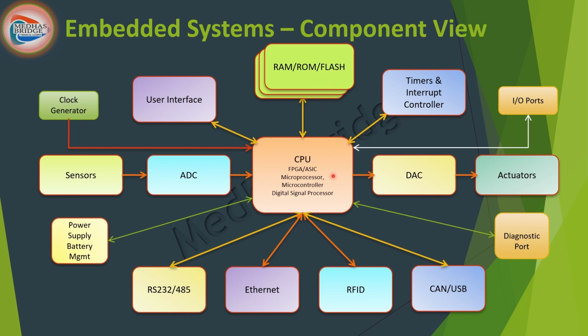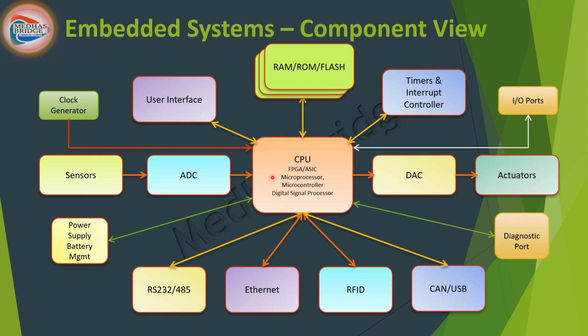The next part would be the CPU communicating to the actuators through the DAC. Actuators may only understand analog signals. So the CPU takes the data from the memory and feeds that into the DAC circuit. DAC means digital to analog converter. It converts the digital signal into analog, and then the analog signal is given as an input to the actuator.